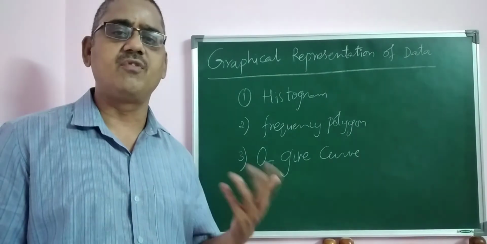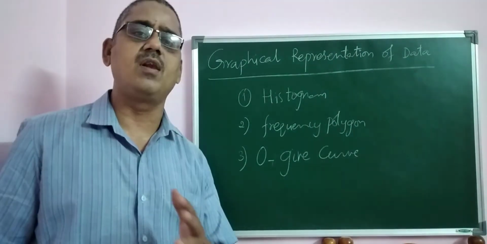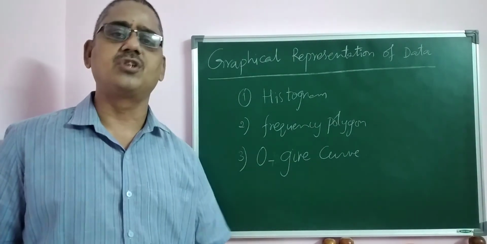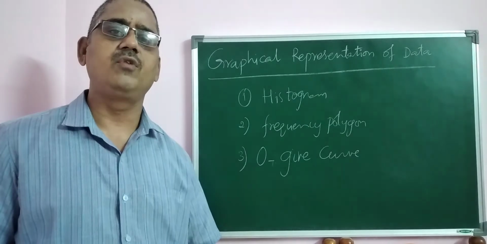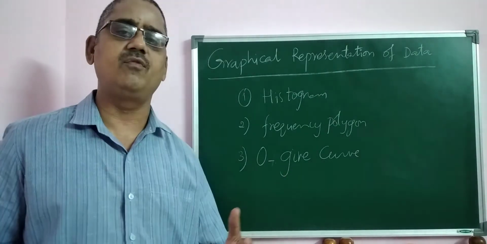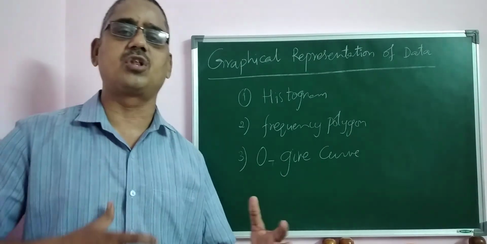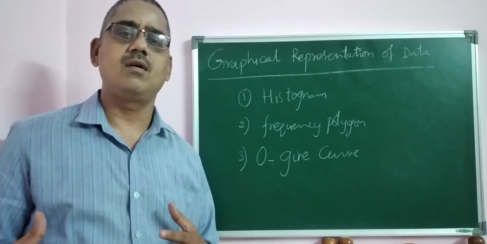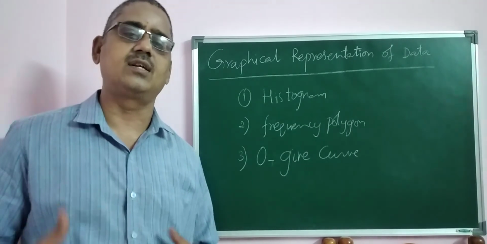The histogram and frequency polygon are very simple graphical representations. Of course, the ogive curve is curvy in nature. We will have the less than ogive and the more than ogive. With the help of that, we can calculate the median or percentiles, deciles, etc.